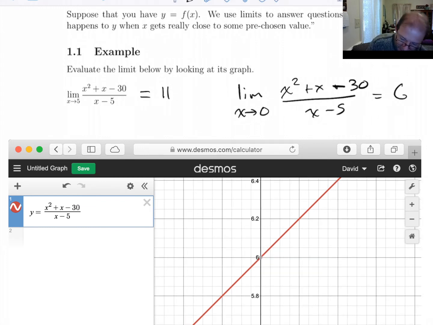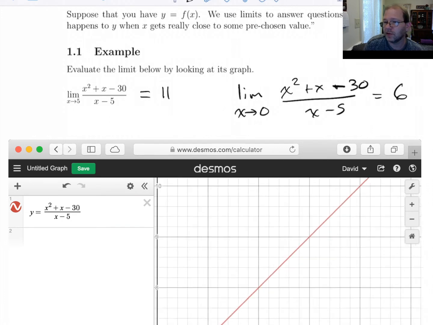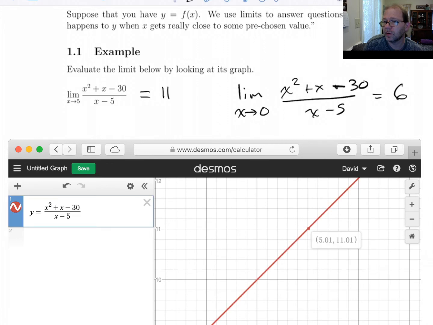Now, in that case, the function's actually defined there. Over here at 5, the function's not defined. And it doesn't really matter as far as the limit goes. The limit doesn't care if it's defined or not. It's just what happens when we get close.